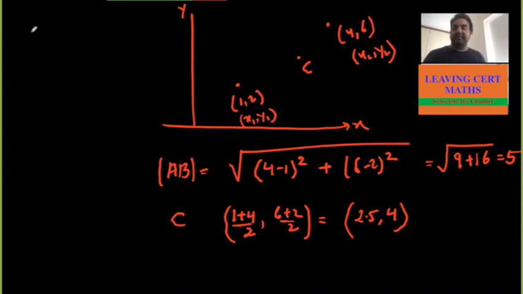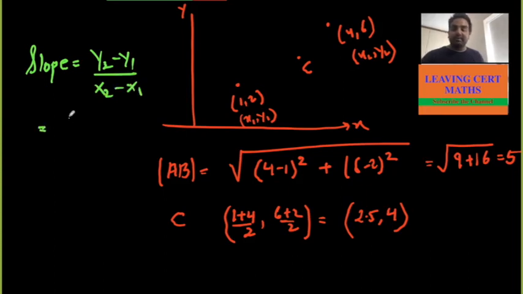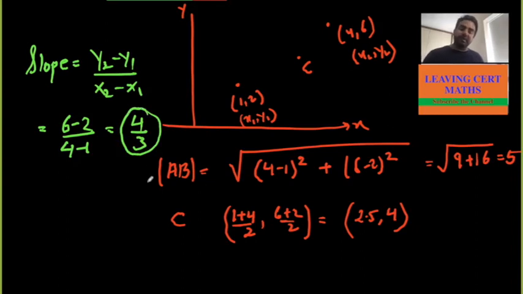Okay, let's calculate the slope. So what is slope? Slope is y2 minus y1 over x2 minus x1, right? So can I write 6 minus 2 over 4 minus 1 is 4 over 3? Yep. So you have the slope, you have a point. So can you write the equation of the line?